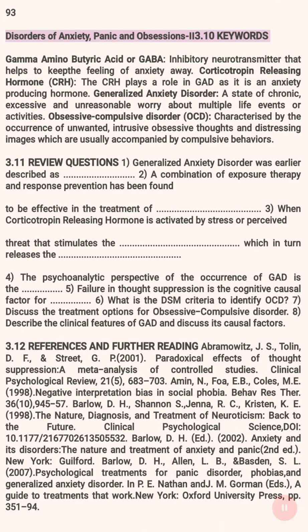Keywords. Gamma-aminobutyric acid or GABA, an inhibitory neurotransmitter that helps to keep the feeling of anxiety away. Corticotropin-releasing hormone, CRH. The CRH plays a role in GAD as it is an anxiety-producing hormone. Generalized anxiety disorder, a state of chronic, excessive and unreasonable worry about multiple life events or activities.